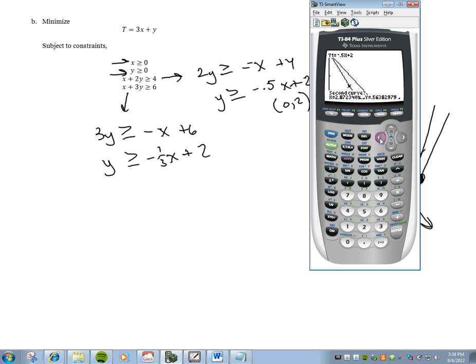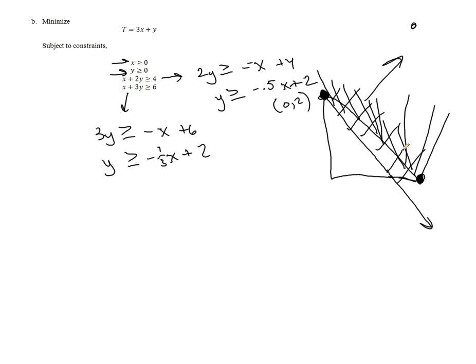There we go, negative 1/3 x plus 2. So I'm going to hit enter. I want to know where those two lines intersect. I'll hit enter again, and it shows me that it's at 6, 0. So this point right here is 6, 0.